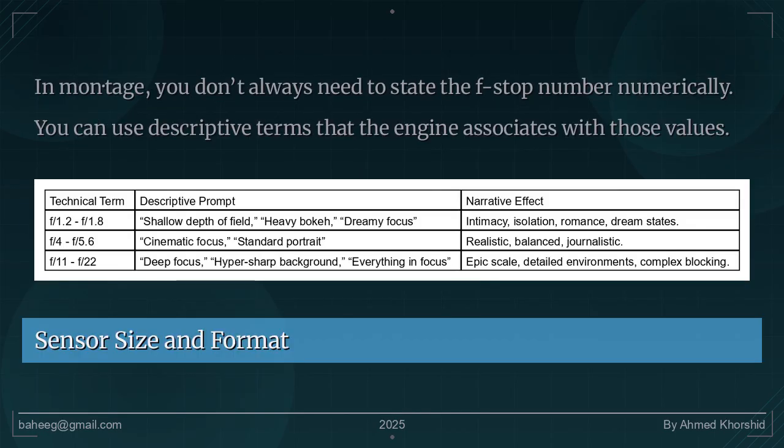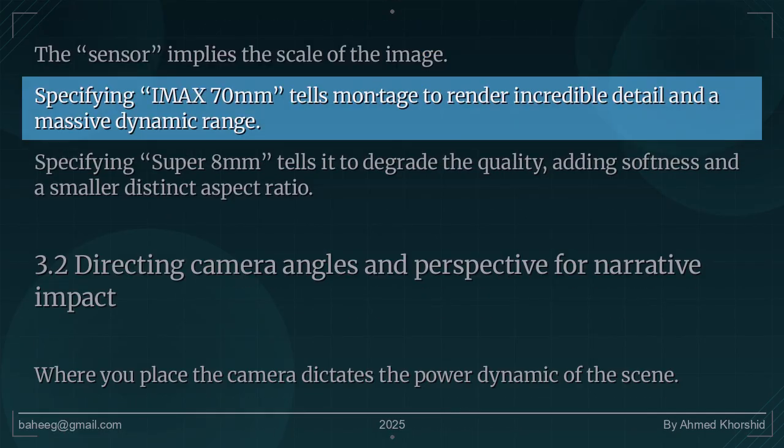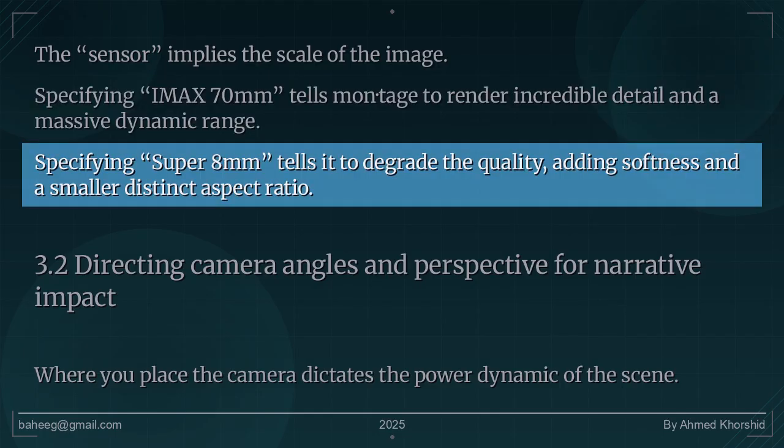Sensor size and format. The sensor implies the scale of the image. Specifying IMAX 70mm tells Montage to render incredible detail and a massive dynamic range. Specifying Super 8mm tells it to degrade the quality, adding softness and a smaller distinct aspect ratio.